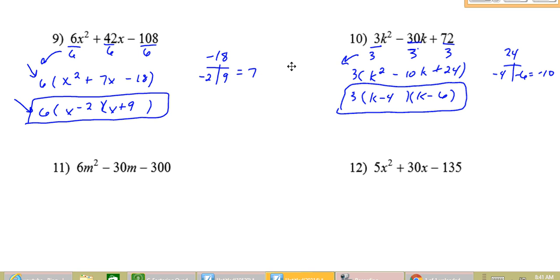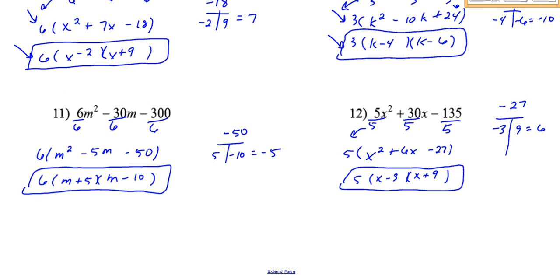Okay. So on this one, we divided our 3 out, which is our GCF. Again, remember that's part of the final answer. We have k minus 4 and k minus 6 because -4 times -6 gives us a +24, and -6 added to a -4 gives us a -10. Go ahead and pause the video again and do the last two.